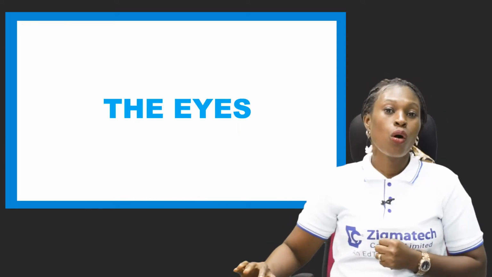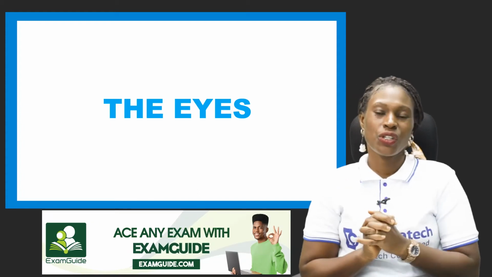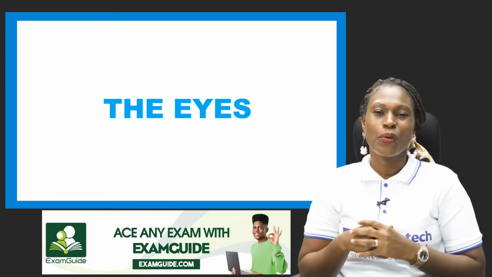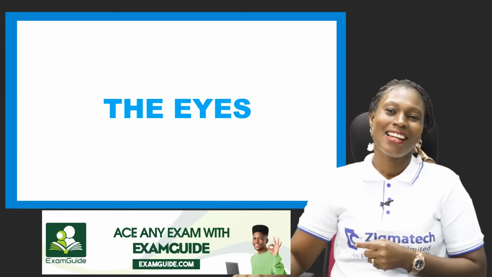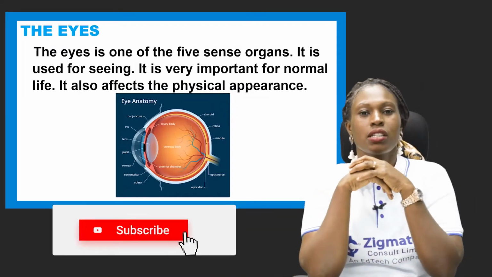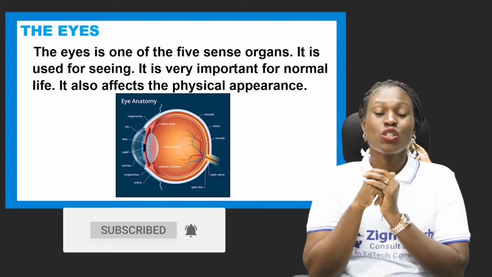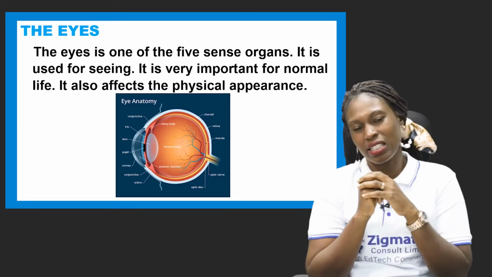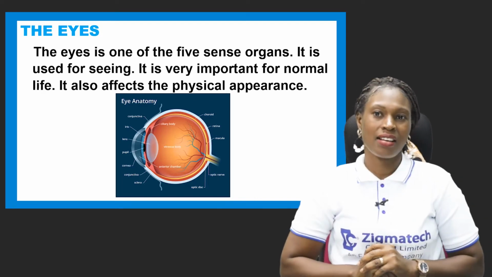Now, we're moving on to another part of the body, which is the eye. Like I said, we're going from top. Now, we're looking at the eyes. Let's look at what the eye is all about. The eye is one of the 5 sense organs, and it is very, very sensitive. You have to be very careful when it comes to the eyes.